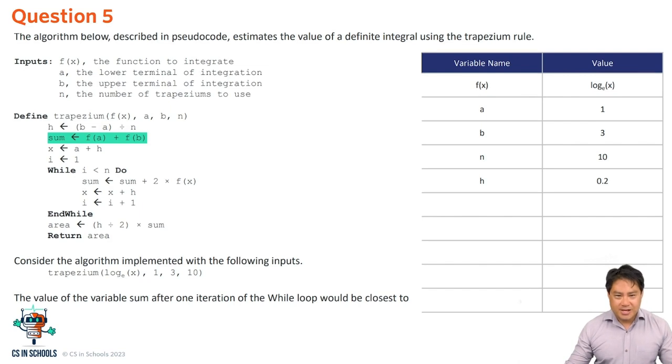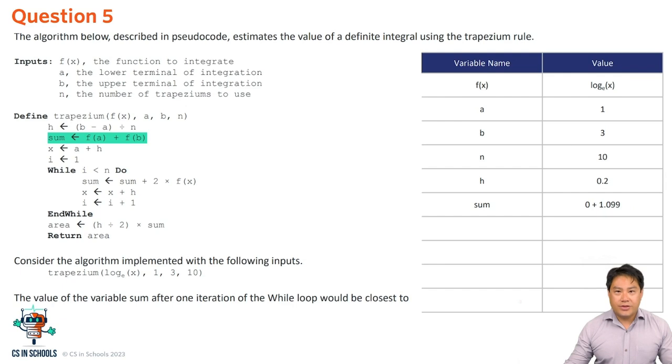We move to the next one. So here we find that sum is going to be assigned the value of f of a plus f of b. So let's set that up in our trace table and begin to evaluate the expression on the right-hand side. So f of a plus f of b, what we're going to do is substitute in a and b into those function calls. So that's f of 1 plus f of 3. Now we know that f, the function, is the natural logarithm of x when we consult the trace table above. So that's really saying the natural logarithm of 1 plus the natural logarithm of 3.